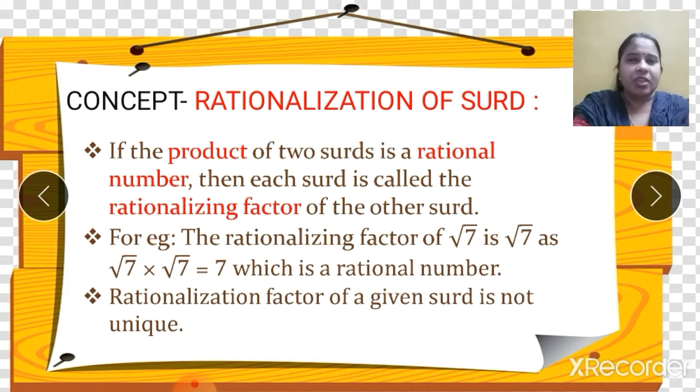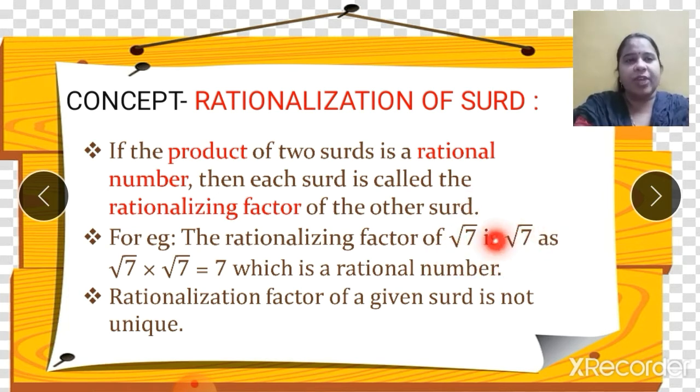Let's see. First, the definition. If the product of two surds is a rational number, then each surd is called a rationalizing factor of the other surd. Now, what is the meaning of this statement? See, I will explain the meaning of this with the help of an example. The rationalizing factor of root 7, correct? This is a surd, yes or no?